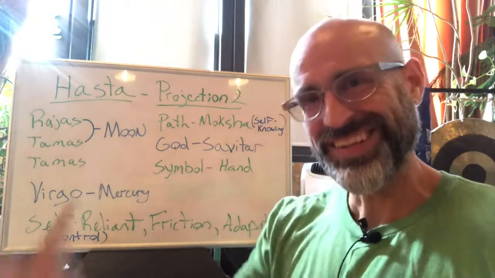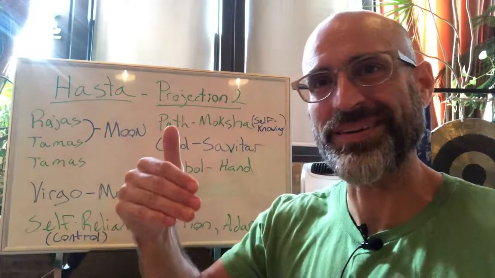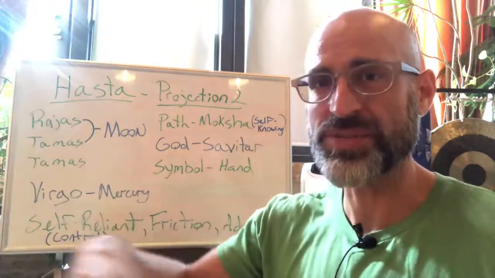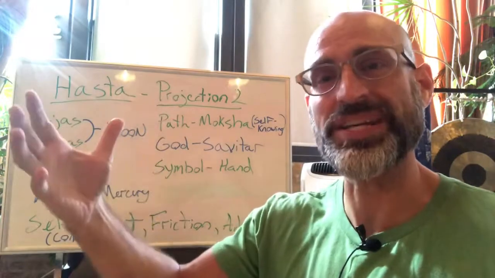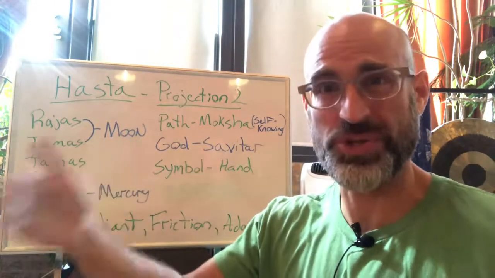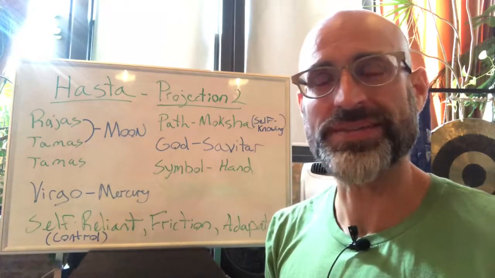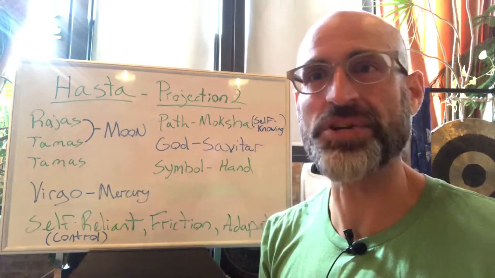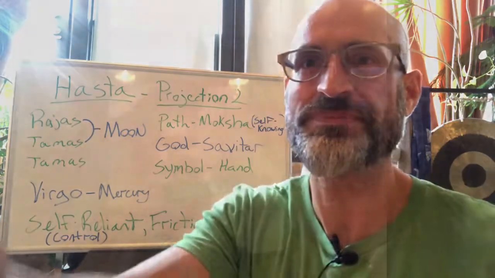So again, a lot of mistakes have to happen, a lot of slamming into things has to happen in order for these folks, and a lot of people with Rajasic energy, to then go, oh, let me slow down and start to work on my choices. So with all that said, I'm going to show you now how I made the connection between Hasta Nakshatra and projection 2.